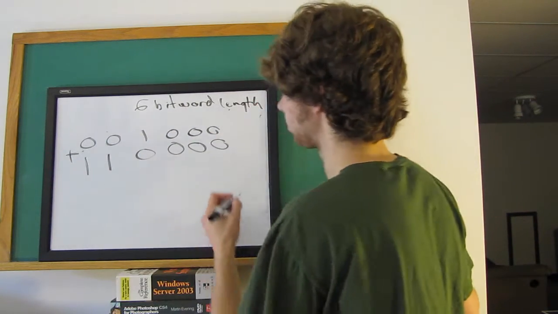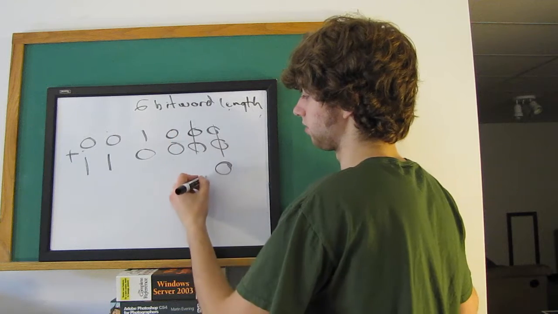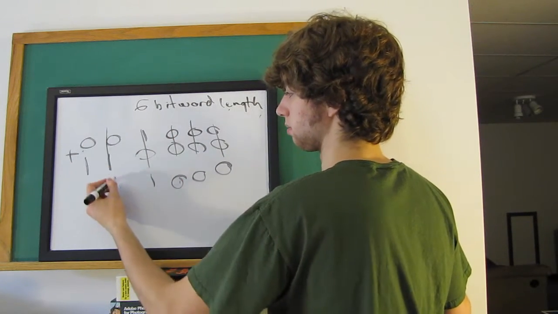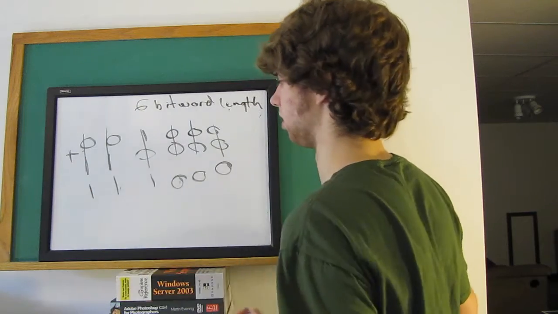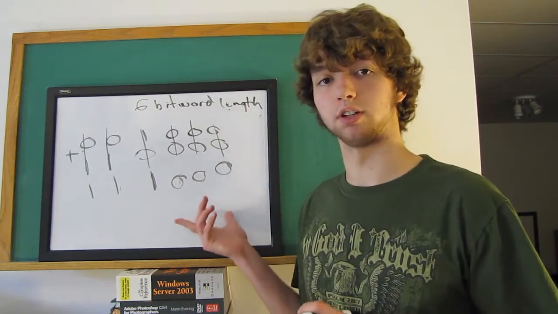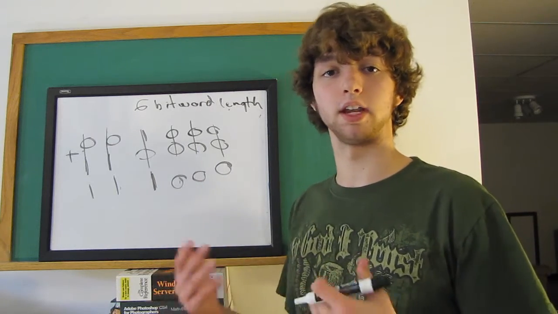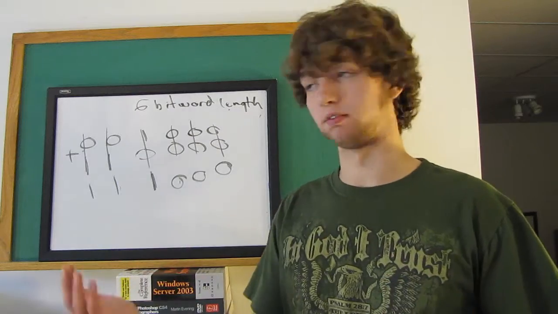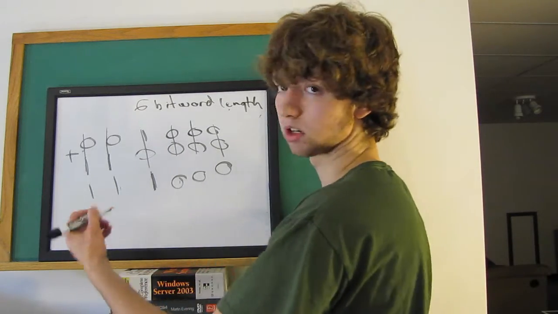We're going to add these. These become 0, these become 0, these become 0. This becomes 1, this becomes 1, and this becomes 1. So this is the value we have. Now this is a representation of a negative value, so we have to figure out what negative value it's representing. That means we have to convert it to a positive number by reversing the 2's complement system.